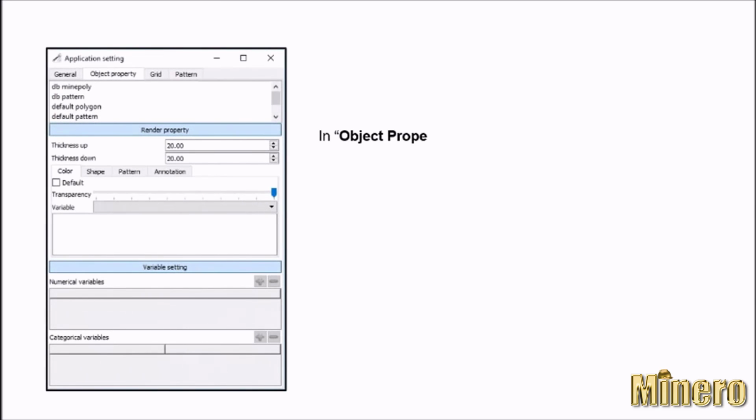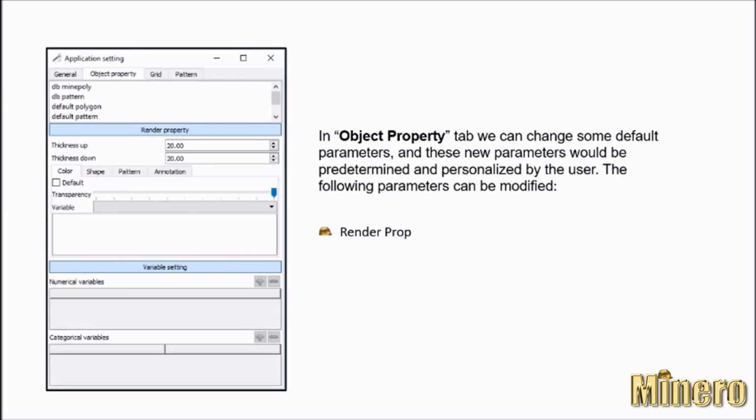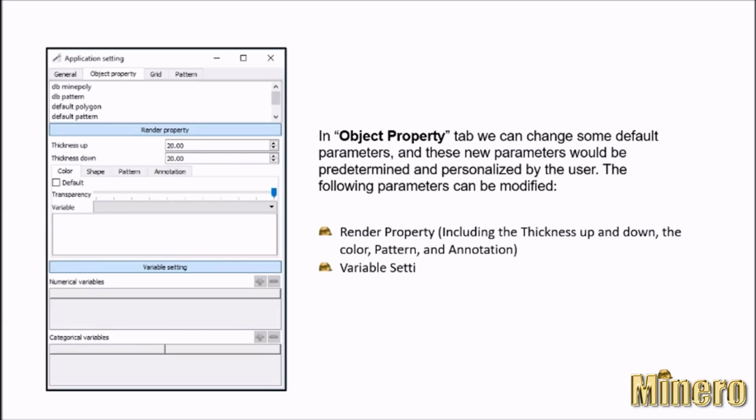In Object Property tab, we can change some default parameters, and these new parameters would be predetermined and personalized by the user. The following parameters can be modified. Render property, including the thickness up and down, the color, pattern, and annotation. Variable settings, as numerical and categorical variables.